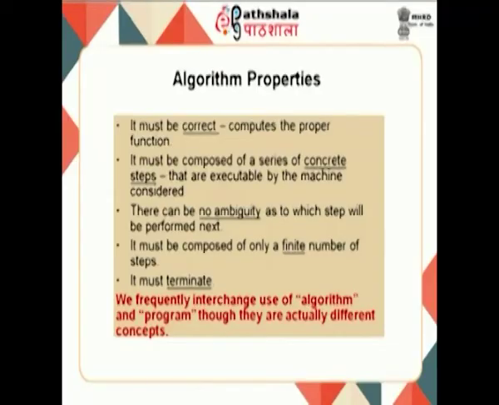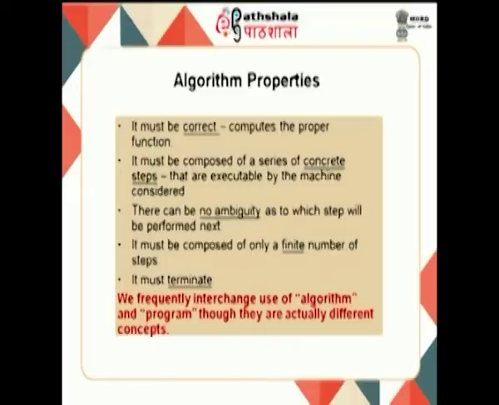So, what are some of the properties of algorithms? That is the next question that we have to ask. Not everything that you write as a sequence of steps can be called an algorithm. First, it must be correct, that means it must compute the proper function, only then you call it an algorithm. It is not a trial and error. Now, we are talking about the algorithm associated with computer science or computing. So, it must be composed of a series of concrete steps.